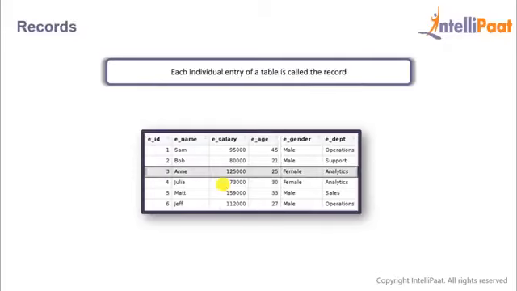A record is basically each individual entry that exists in the table. So a record gives you complete information of one single entity. For example, if we take this record over here, this would give us complete information of this particular employee. So this was all about tables.